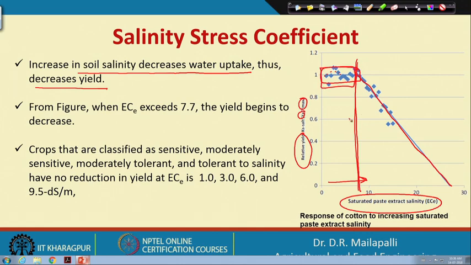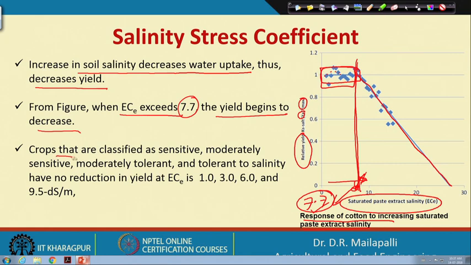So, the yield is constant. That means salinity up to some level is not going to influence yield, and we call this the threshold salinity. From this graph, which is an example of cotton, the response of cotton to increasing saturated paste extract salinity, the number shown is 7.7. That means from the figure, when ECe exceeds 7.7, the yield begins to decrease. Okay, so up to 7.7 the yield is not going to be affected by salinity.